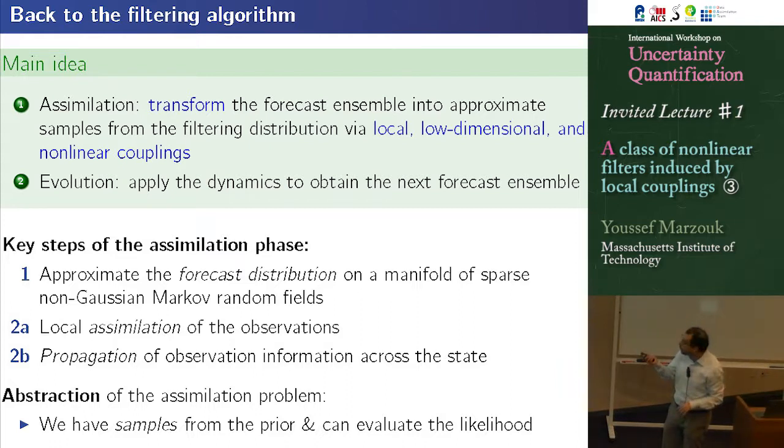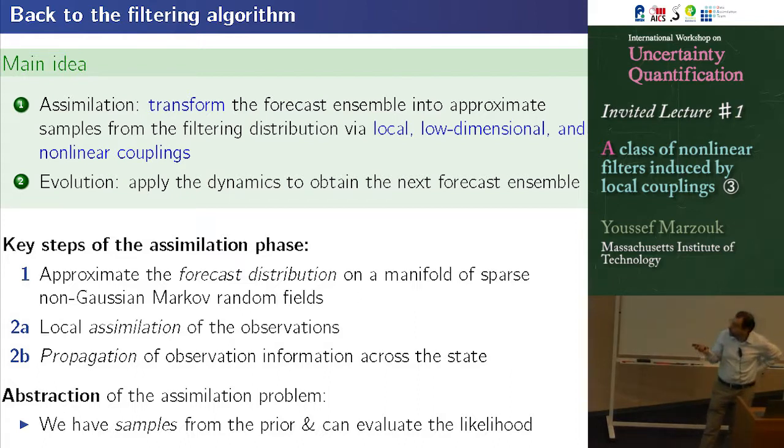First thing we're going to do is, given samples from the forecast distribution, use them to come up with a description of that forecast distribution by projecting the samples onto some manifold of sparse non-Gaussian Markov random fields. So we're going to assume some local probabilistic interactions. We're going to try to capture the non-Gaussianity and capture the prior, if you will, that forecast distribution, in some structured class of sparse non-Gaussian GMRFs. And then we're going to start to simulate the observations one by one, and with each observation that we simulate, we're going to propagate that information across the state.